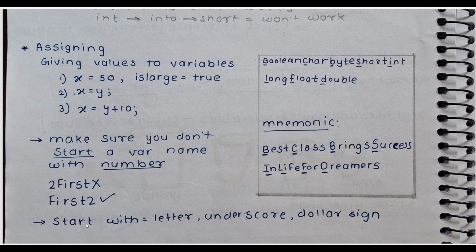Okay. Now here is the mnemonic for remembering the primitive data types. Best class brings success in life for dreamers. Here, the initials of each word will give you the primitive data types: boolean, char, byte, short, int, long, float, and double.